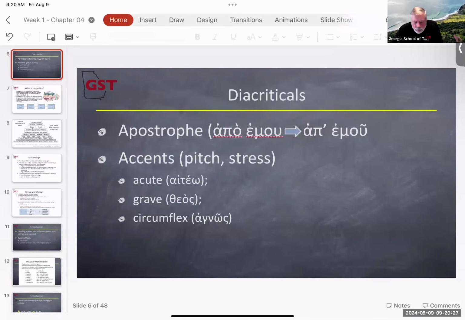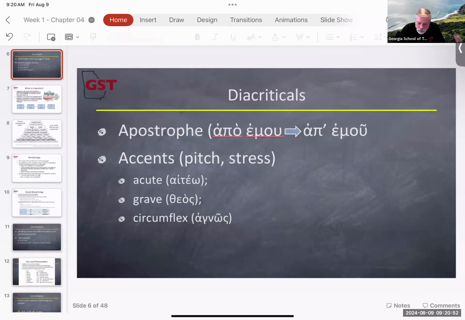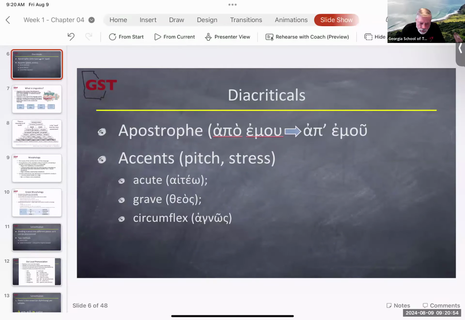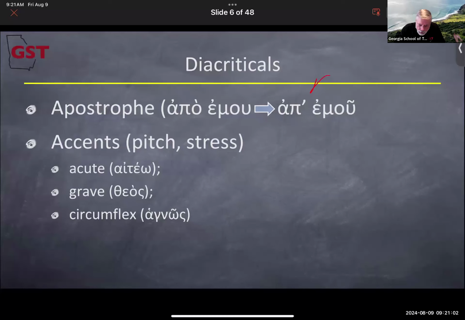Okay. So we do the same thing in Greek. Apo emu, we'll talk about what that means later, would oftentimes take that last vowel and put an apostrophe in its place when it comes up to another word that has a vowel next to it.